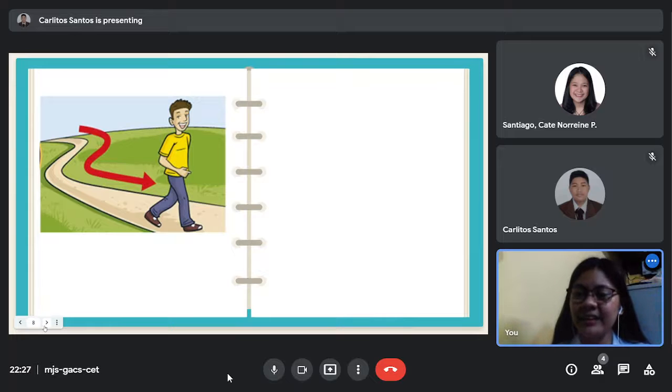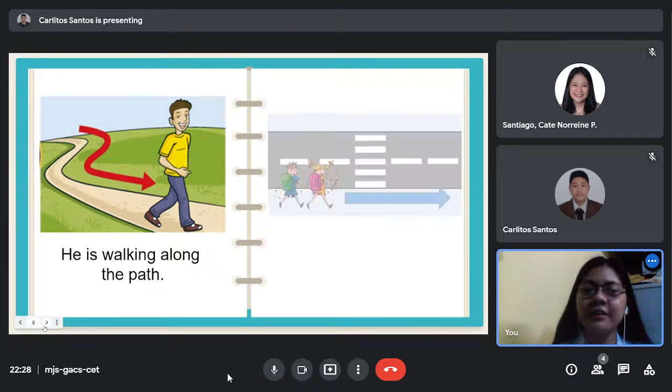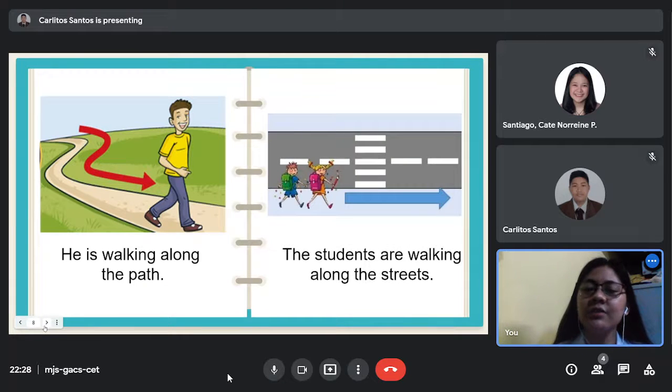And then the next sentence: he is walking along the path. Again, here in the picture we can see that he is walking along the path. And then for the next picture we have the students are walking along the streets. Again, here in the second picture, the students are walking along the streets. What do you think is the commonality between these two pictures and two sentences?